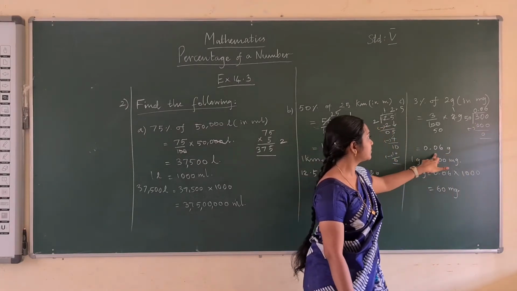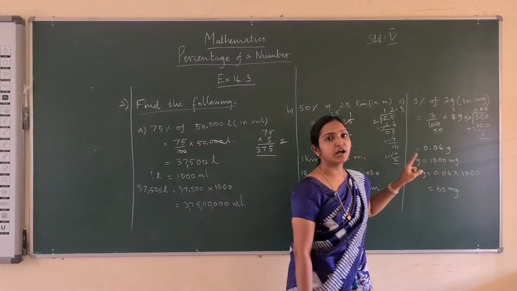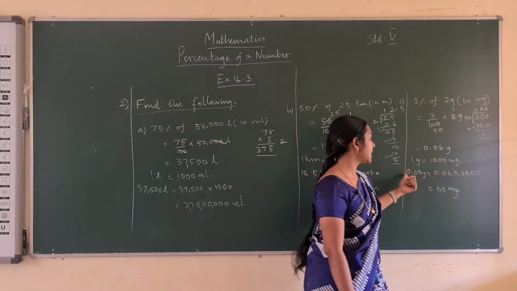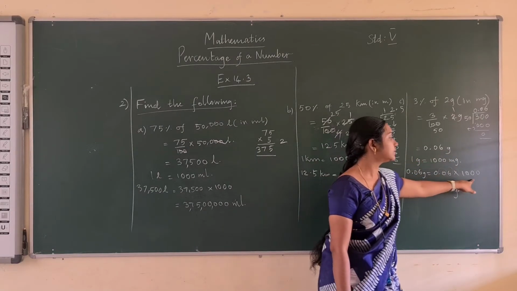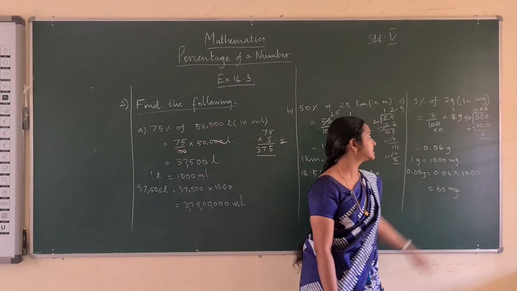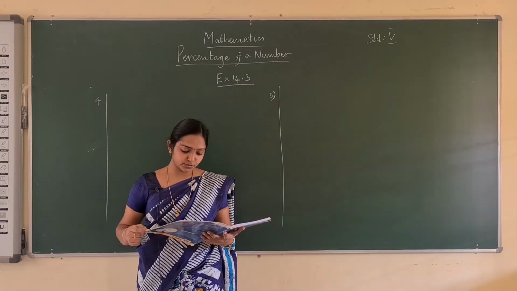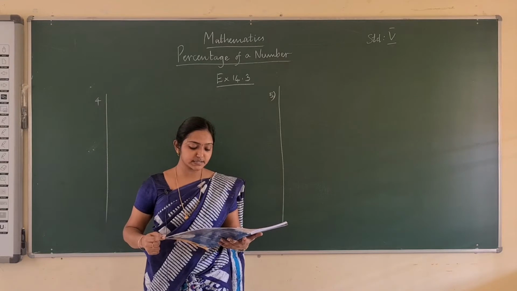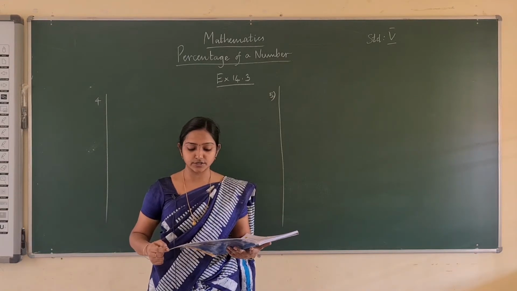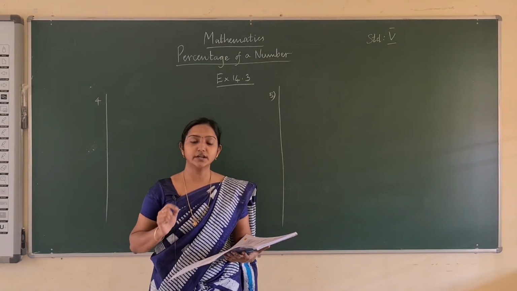So the answer is 0.06 gram. We have to convert gram into milligram. So we have to multiply it by 1000. So the answer is 60 milligram. Fourth question is 15% of 700 eggs are rotten. What is the number of rotten eggs?